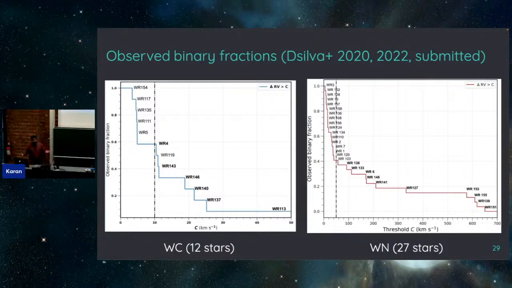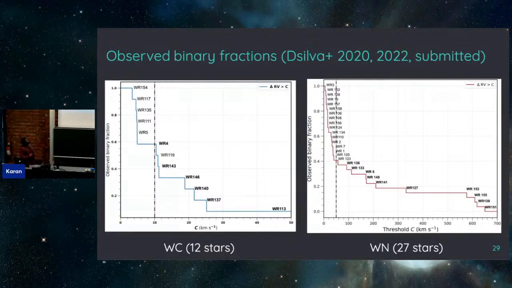Because of course, there are some uncertainties on the measurements that we have, and it's important to understand and identify them. In the end, through a lot of discussion, we decided to take a threshold of 10 kilometers per second for the WC stars and 50 kilometers per second for the WN stars. Now, I know 10 kilometers per second seems quite low, but the exact number that we choose for our threshold does not really matter, and I will explain that in a minute.